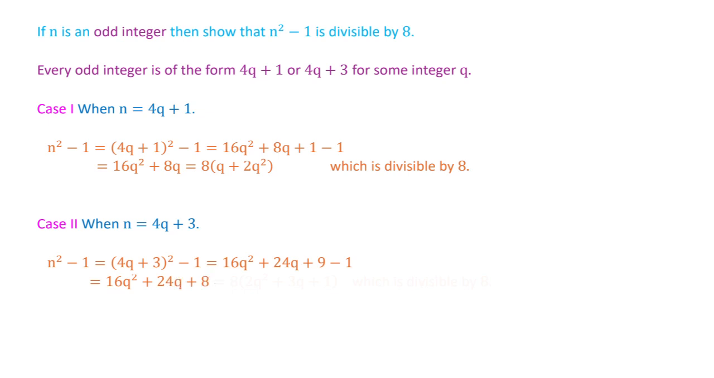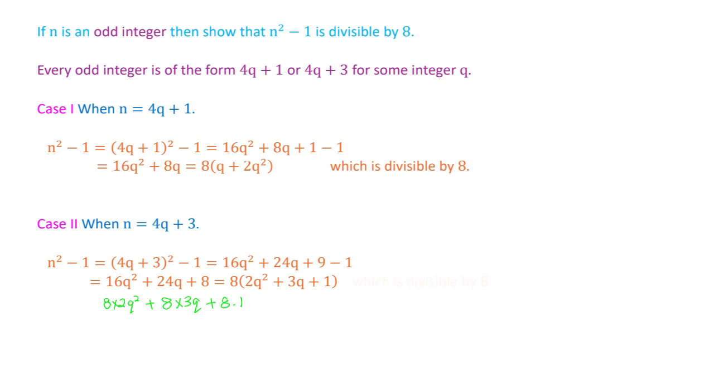Now from these three terms, 16q square, 24q and 8, we can take 8 common. When we take 8 common from the first term, we are left with 2q square. From the second term, we are left with 3 times q. And from the third term, we are left with 1. So 16 we can write as 8 into 2q square, 24 we can write as 8 into 3q, and this 8 we write as 8 into 1.